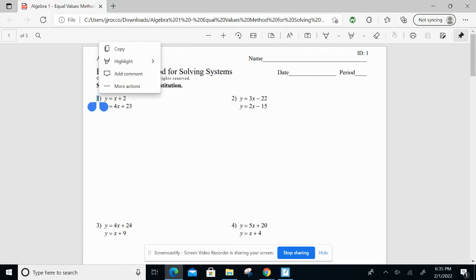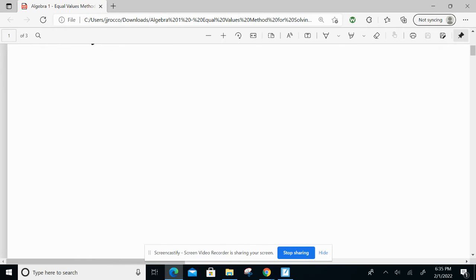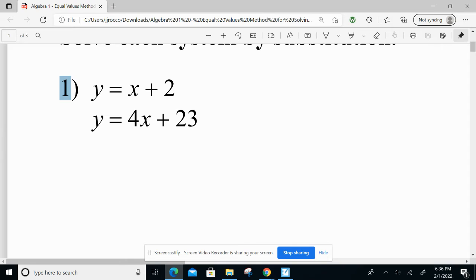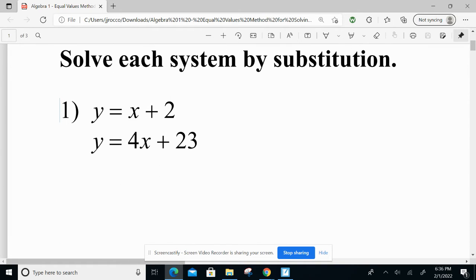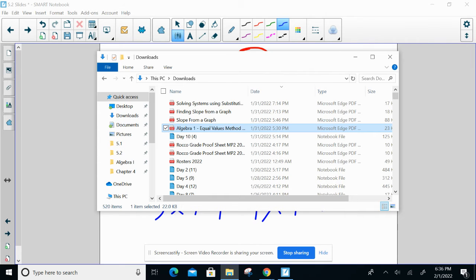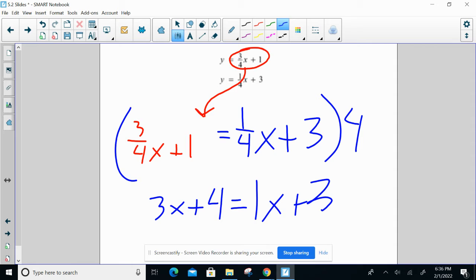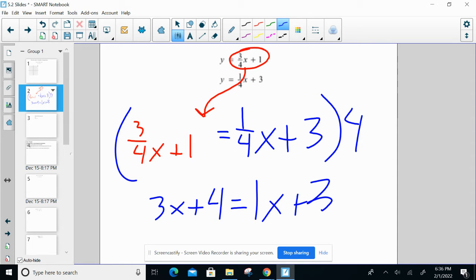You do that for every one of them. Set these equal to each other right here. So you'd put x plus 2 equal to 4x plus 23. Subtract the x, you get 3x. Subtract the 23, you get negative 21. You get negative 7, I believe, is your x. And then you plug it back in. I would plug it back into the first one. This one, negative 7 plus 2 is negative 5. You got your answer. So you do not need to graph in order to solve these.